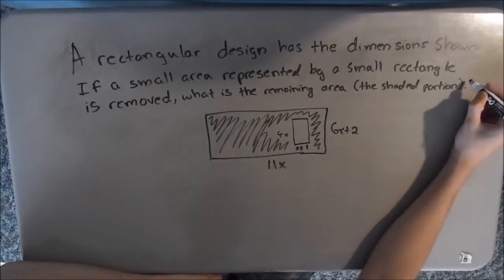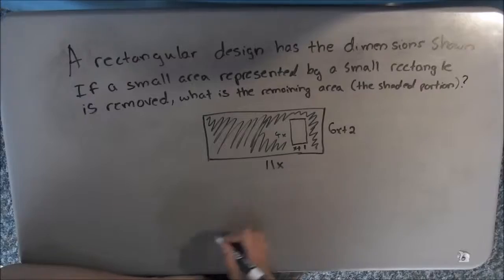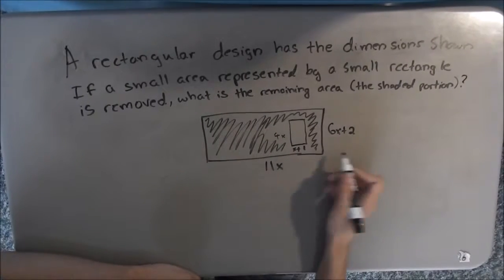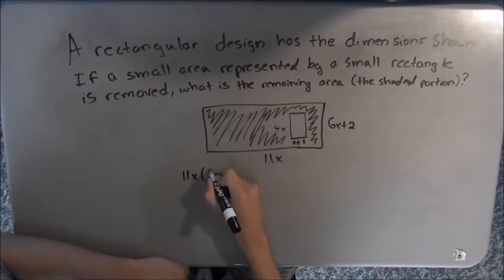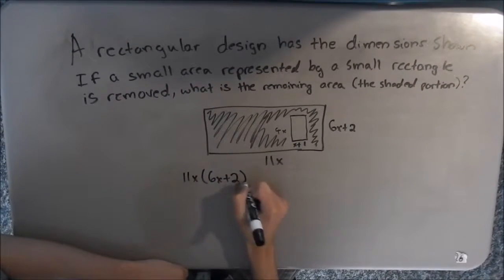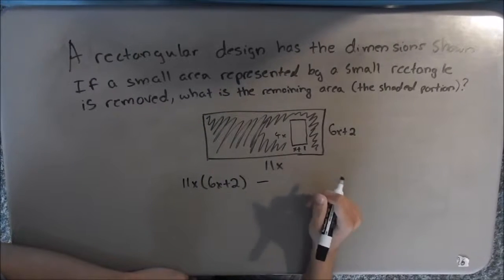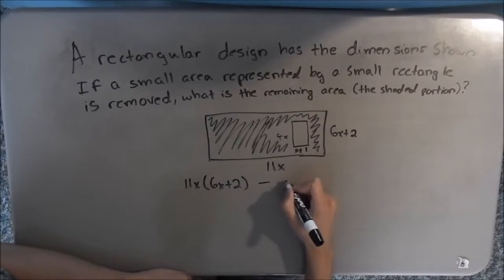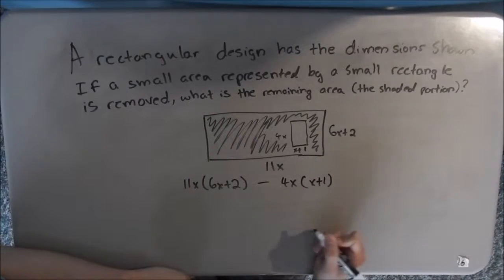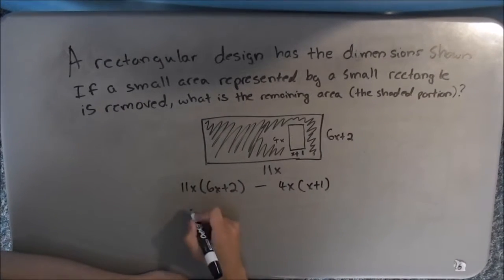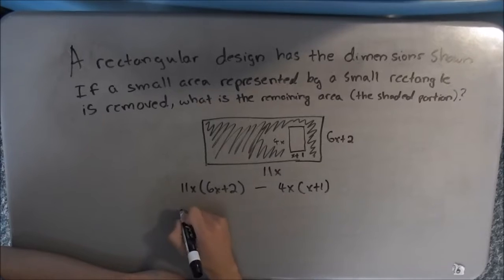Well, this question is pretty simple. Hey guys, if you want to try out the problem for yourself, go ahead and pause this video. So, the area of the big rectangle is 11x times 6x plus 2, and you subtract the smaller area from the bigger area, which is 4x times x plus 1. And then simply solve. So I'll distribute the 11x.